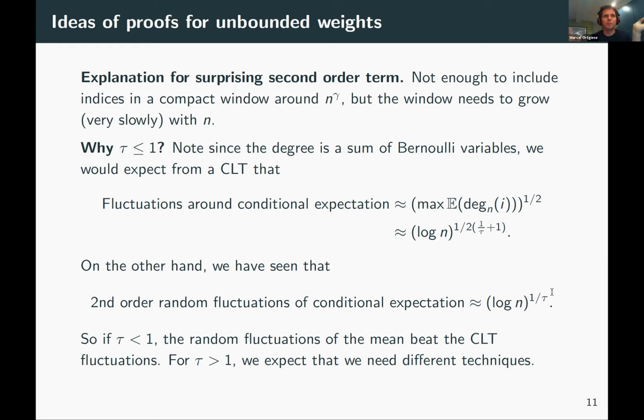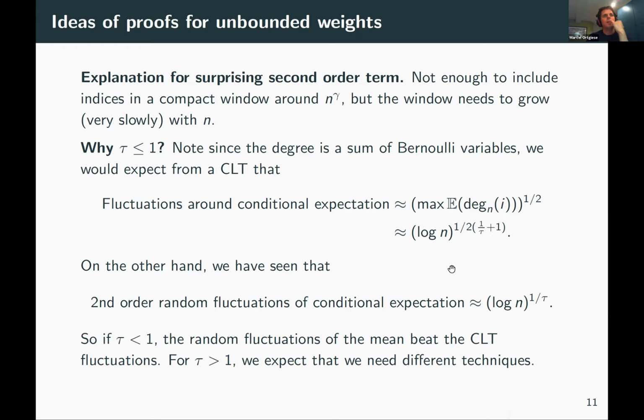And now you can compare these two terms. These are CLT fluctuations, and these are fluctuations of the random environment, if you like that terminology. If tau is less than 1, then the random fluctuations are bigger and beat the CLT fluctuations. However, if tau is bigger, then the CLT fluctuations should win. In that case, we just need different techniques.